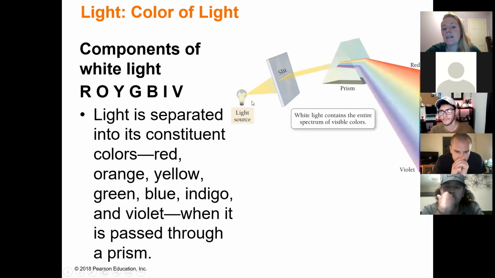So yeah, ROY G. BIV. If we were to take a light source and run it through a prism that splits the light open, we would see all the colors. Red being the longest wavelength, violet being the shortest.